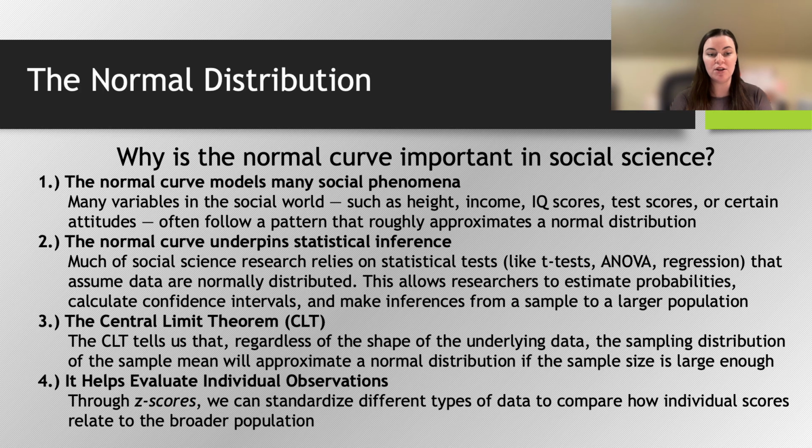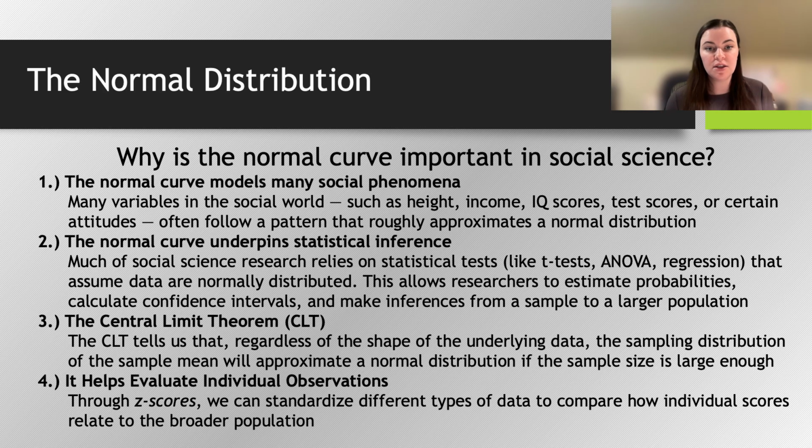Third is this concept of the central limit theorem, also known as CLT. This is what tells us that regardless of the shape of an underlying data set, the sampling distribution of the sample mean will approximate a normal distribution if the sample size is large enough. Oftentimes in social science, any sample over 30 is considered normally distributed. As we increase our sample size, we more and more approximate what a normal curve and distribution would be in our theoretical model.